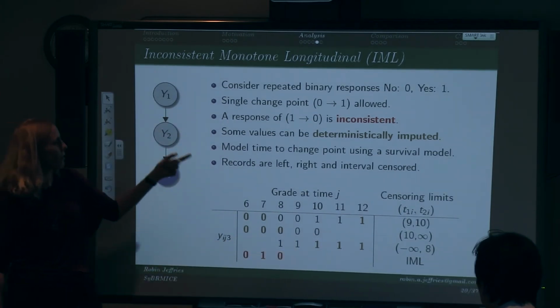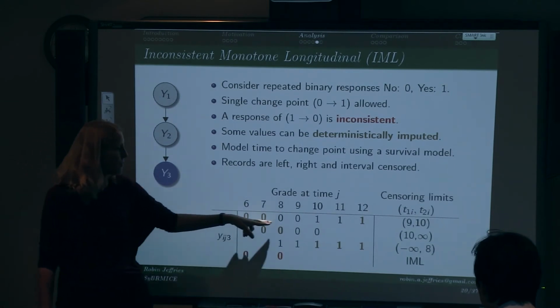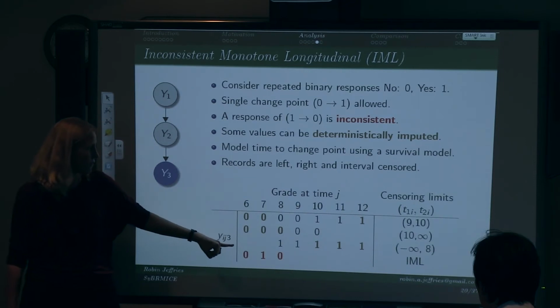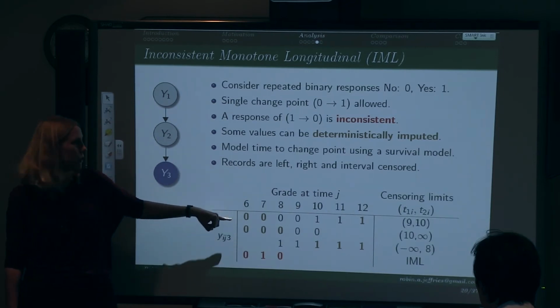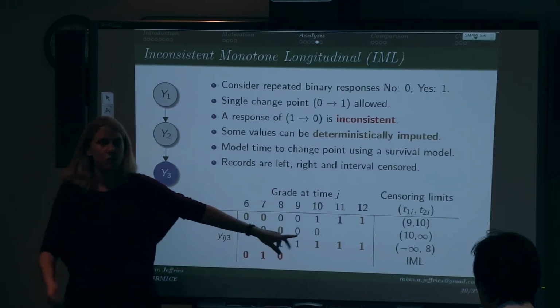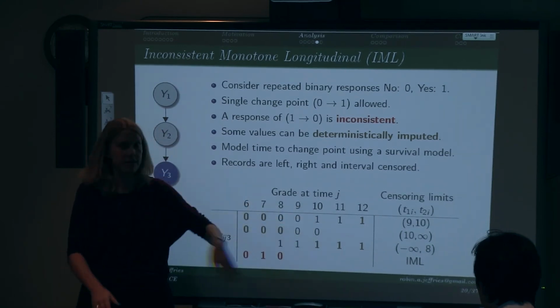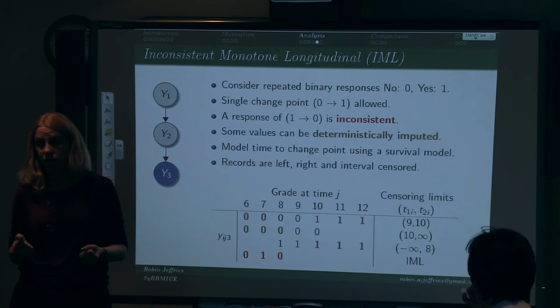So the way this model works is we're going to model the time to this change point using a survival model. You notice that we have left, right, and interval censoring, because these are annual surveys. So this person reported having had sex somewhere between when they were surveyed in the 9th grade and when they were surveyed in the 10th grade.